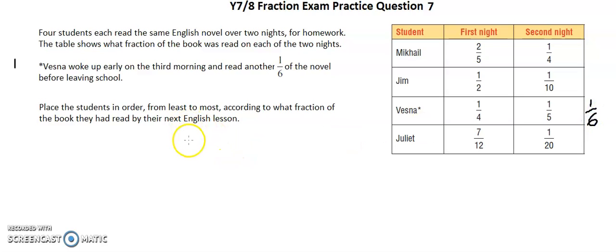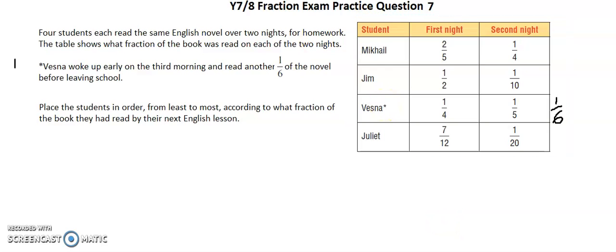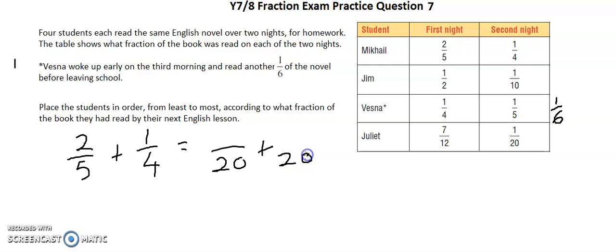We need to place the students in order from least to most according to what fraction of the book they have read. So the first thing is we need to do the calculations. Let's start with Mikhail. She read 2/5 on the first night and 1/4 on the second. So straight away I'm going to get that to be the same denominator, which will be 20, because 20 is the lowest common multiple of 4 and 5.